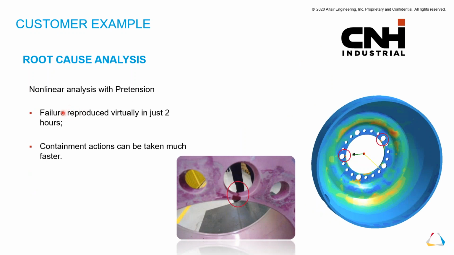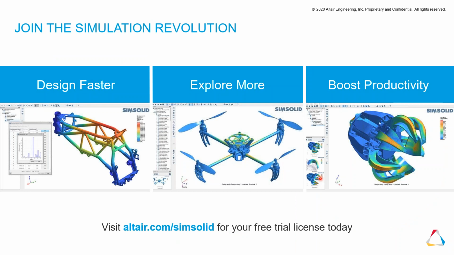We managed to predict this in less than 2 hours virtually. Once they get the test done and see something appearing here, they go to SimSolid and work everything out within 2 hours. They find the same thing. We predicted the same high stress at these locations as well. Then we can do some modification and know where to countermeasure the problem. So with SimSolid, we can help you to design faster, explore more possibilities, and of course, the ultimate goal is to boost productivity.